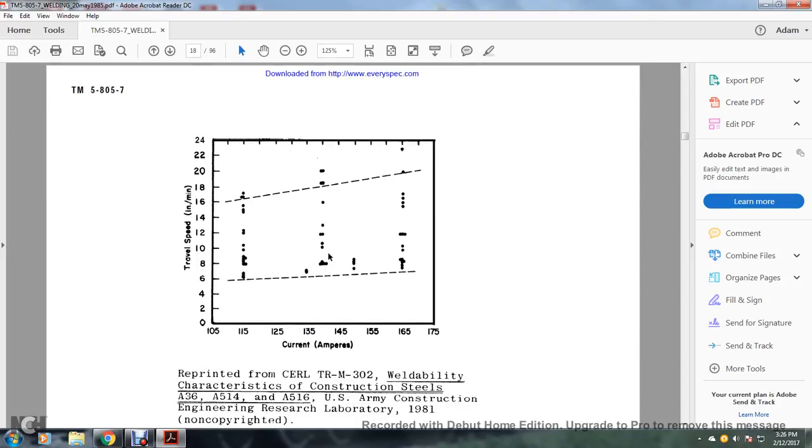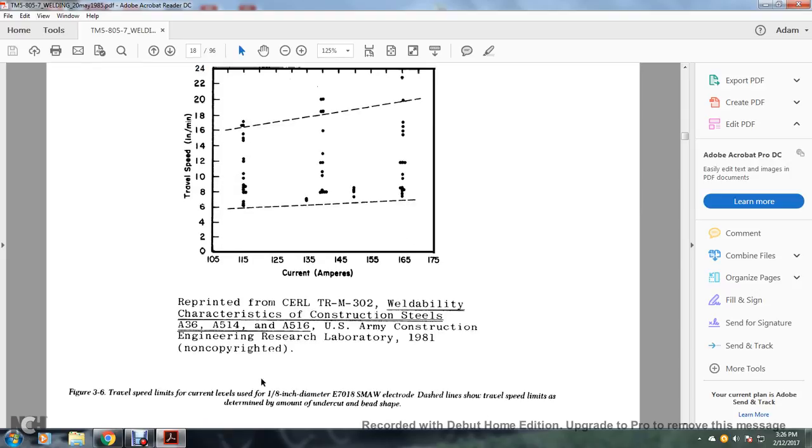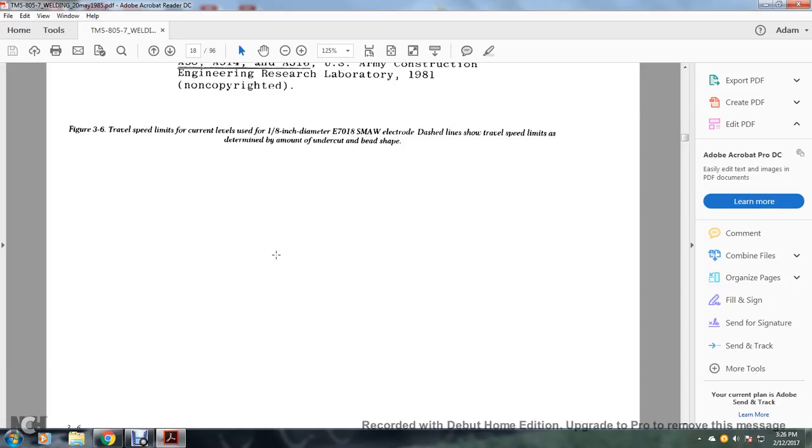In between is your reprinted circular TRM302 welding characteristics, construction steel A36, A516, U.S. Army Construction Engineering Research Laboratory, 1981, copyrighted. At 115 amperes, you line up between 6 to 18 inches per minute, and from 145 amperes, you line up on the travel speed of 8 to 20 inches a minute, and 165 amperes you line up from 7 inches a minute to 24 inches maximum.